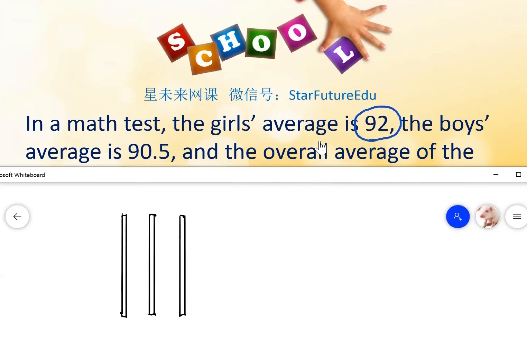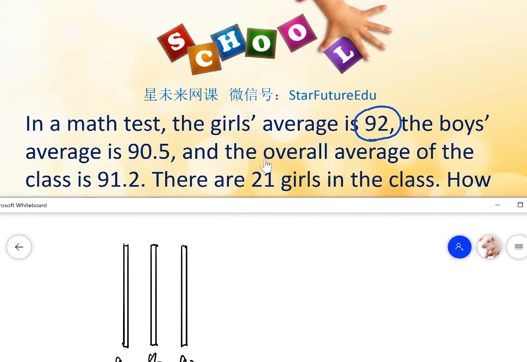In reality, most probably each of these girls' scores are different. Some girls' scores are higher, some are lower. But since the average score is 92, you can simply consider each score is 92. It doesn't matter. So 92, 92, 92. The overall average of the class is 91.2. So this is the class average.